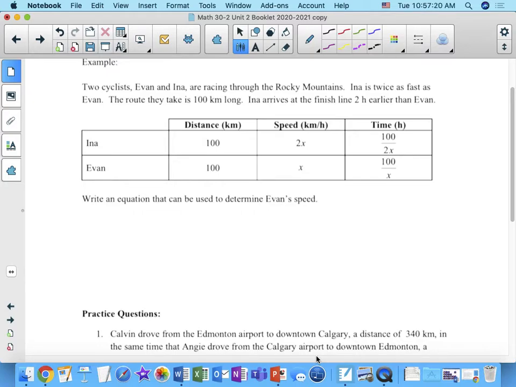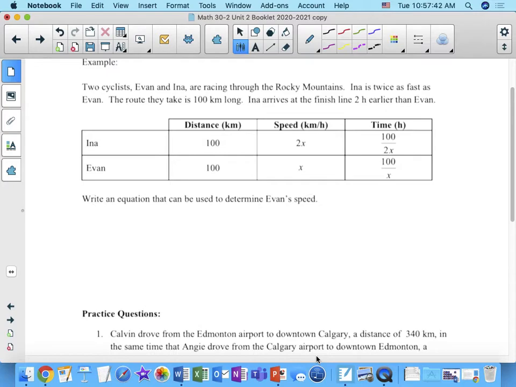So again, if we look at this chart, we want to know Evan's speed, and if we look at where the variable has been assigned, it's in the speed column, which is what the equation would be used to find, the speed. So Evan has been given the variable x. Ina is 2x because we're told she's twice as fast as Evan.